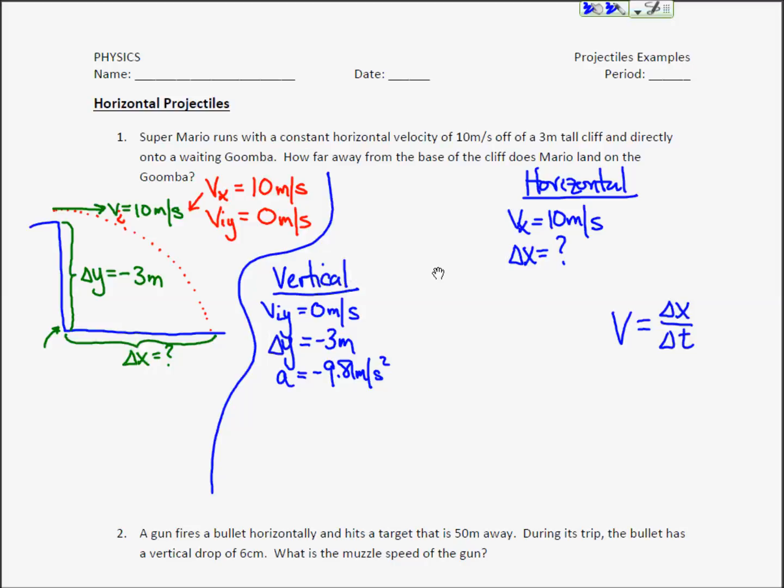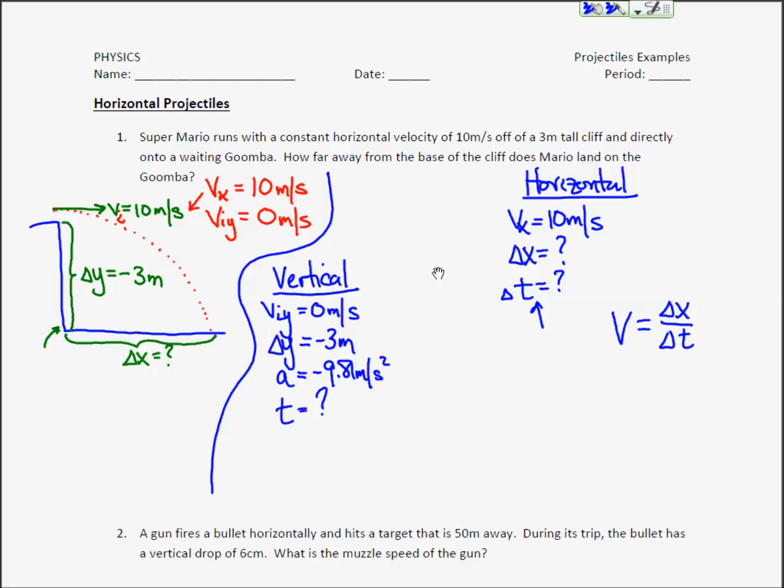That's the distance from the base of the cliff. But for us to be able to solve for that, we're going to need to know the amount of time that Mario is in the air. Well, that's a problem. I can't solve an equation with 2 unknowns for one of those unknowns. I need another piece of information. Somehow I need to get that time. Well, that's where the vertical direction comes into play.